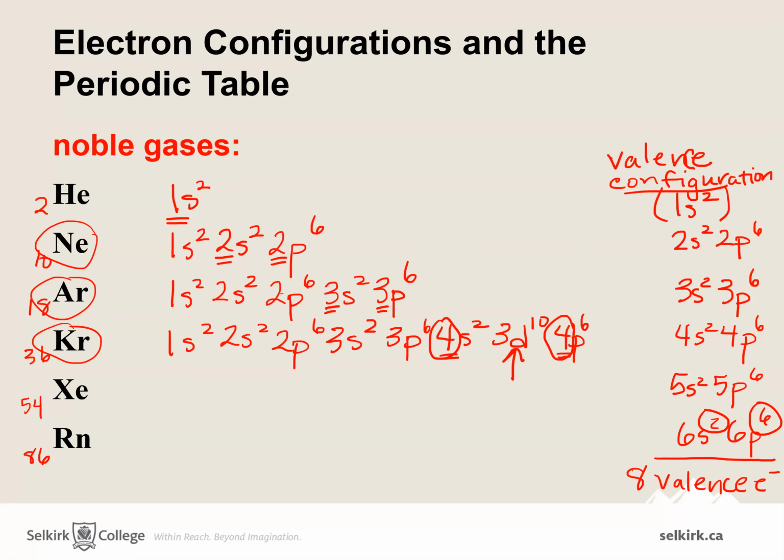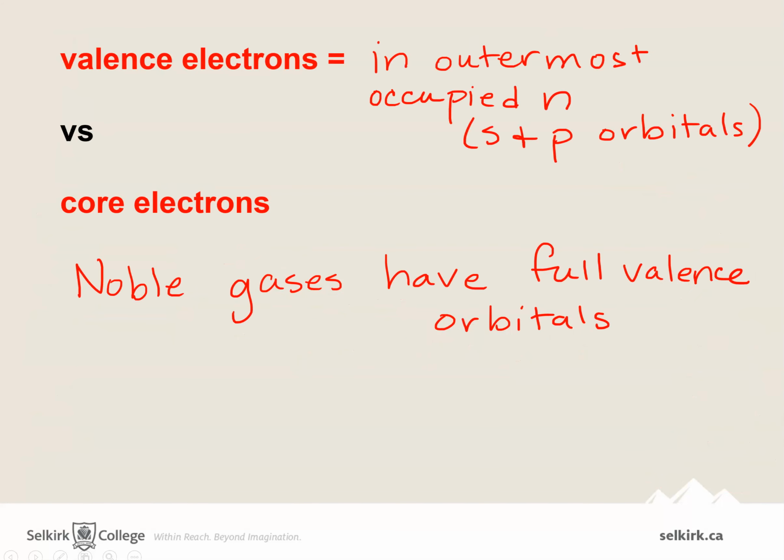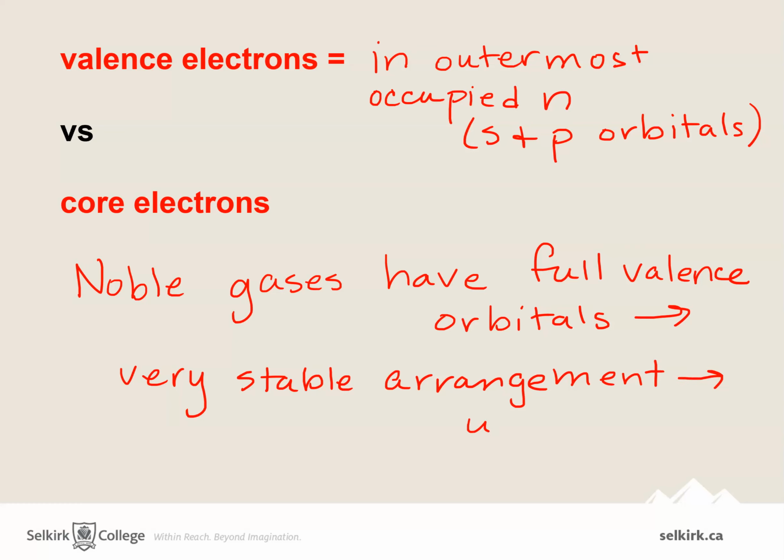And you'll see that helium, although it doesn't have 8 valence electrons, fulfills the spirit of the configuration of noble gases. At the first energy level, there are no p orbitals. So helium, like the other noble gases, has full valence orbitals as well. So we're going to associate full valence orbitals with great stability. That's a very stable arrangement. That makes them unreactive.